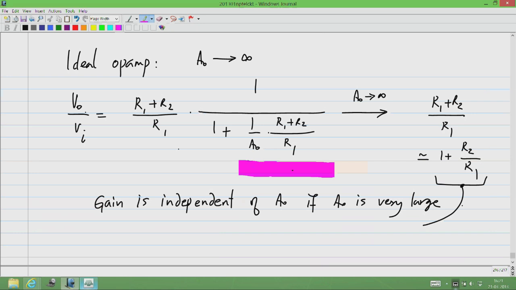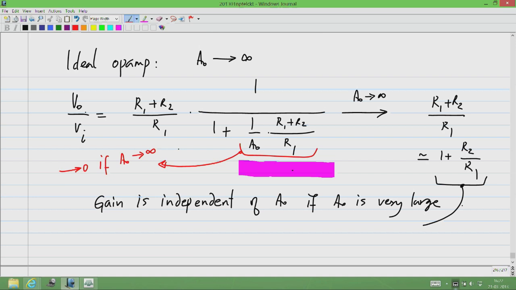So, as A0 tends to infinity, the gain of the amplifier V0 by Vi, which is R1 plus R2 by R1 times this entire thing, this is what we derived previously using circuit analysis. This becomes R1 plus R2 divided by R1, because this term here tends to 0 if A0 tends to infinity. So, even if A0 is not infinity, but a very large number, what happens is this term becomes quite small. So we'll have a gain of 1 plus R2 by R1. So the point is the gain is independent of A0 if A0 is very large.